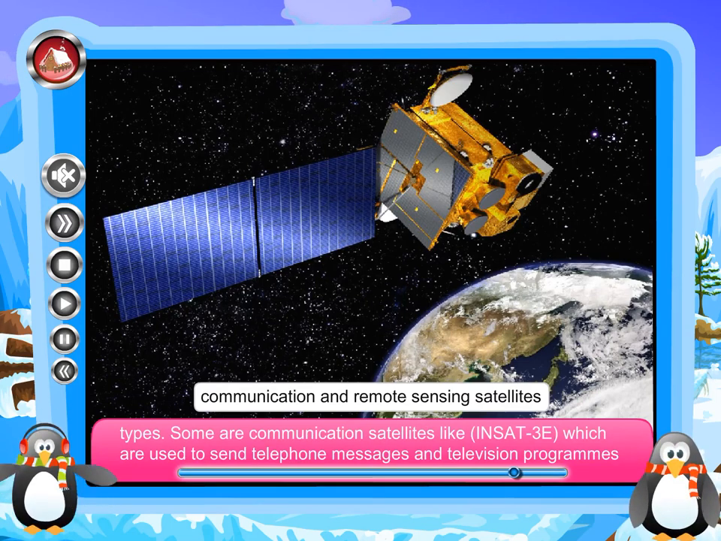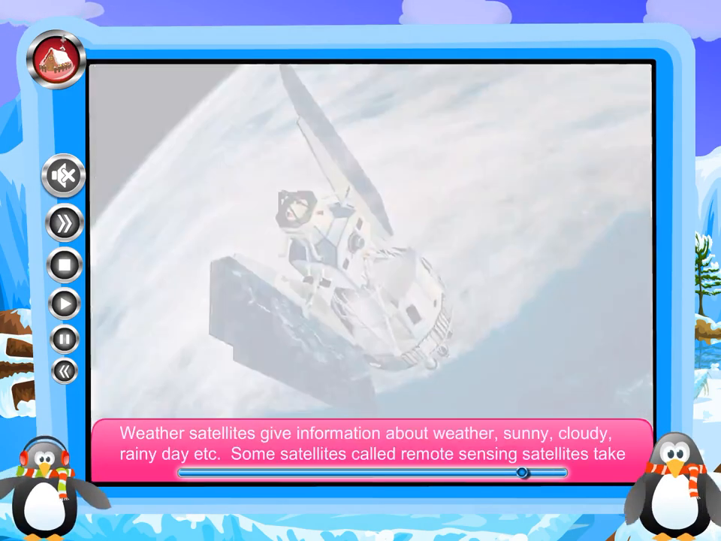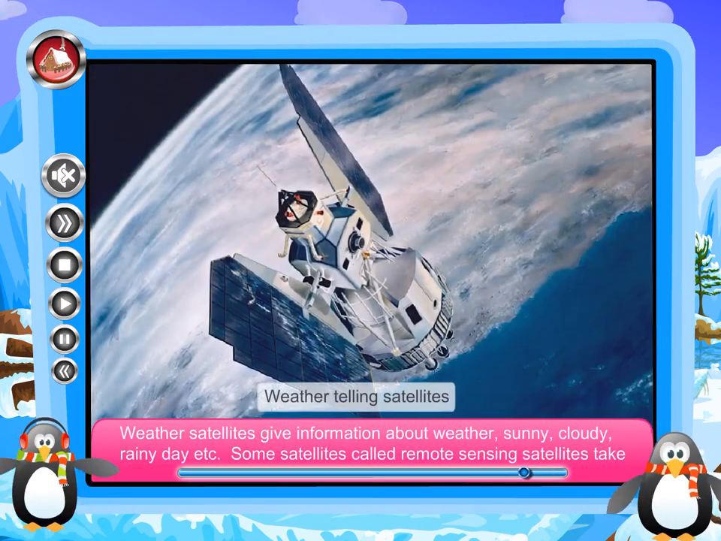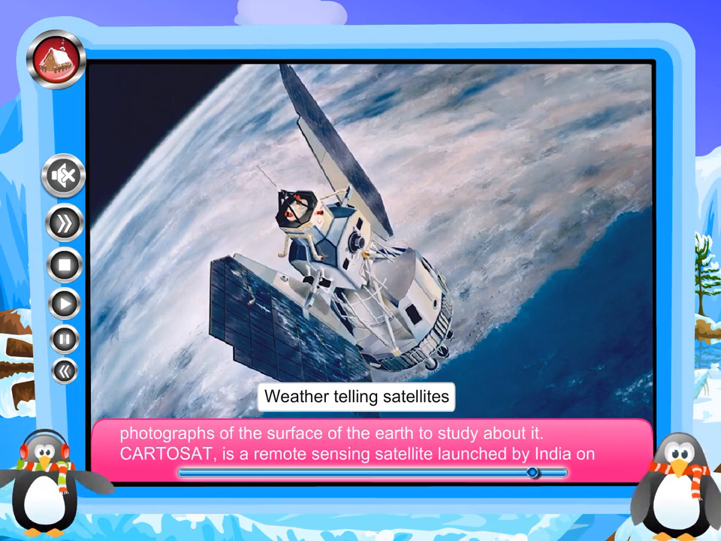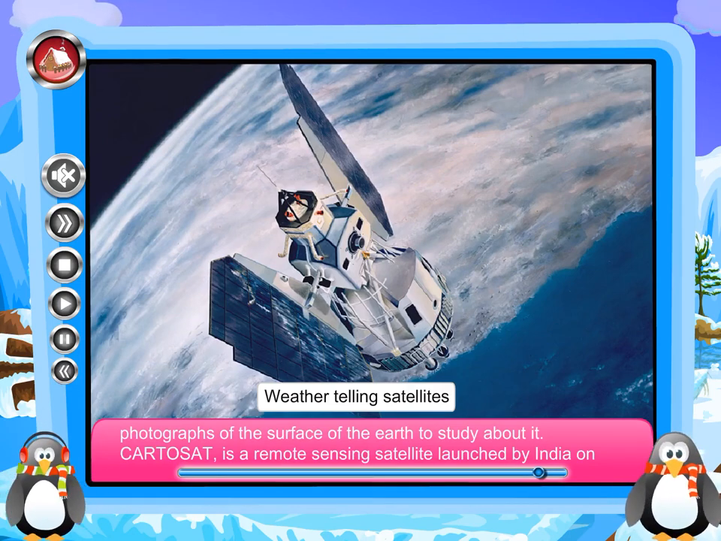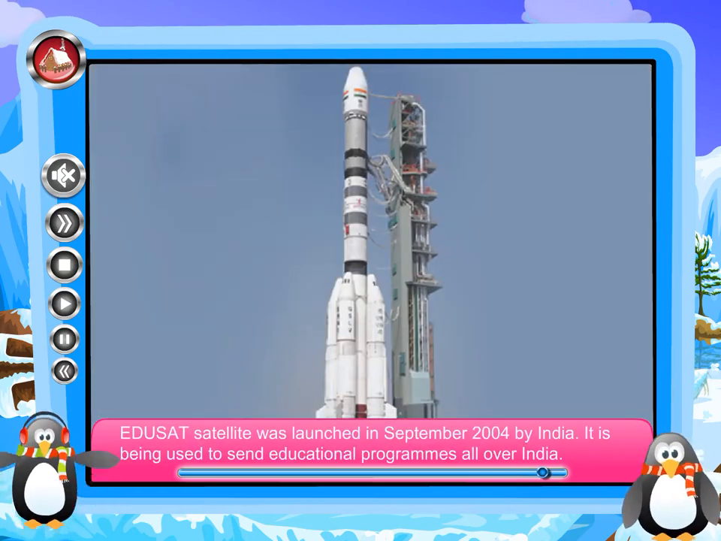Some are communication satellites like INSAT 3E, which are used to send telephone messages and television programs around the world. Weather satellites give information about weather, sunny, cloudy, rainy day, etc. Some satellites, called remote sensing satellites, take photographs of the surface of the Earth to study it. Cartosat is a remote sensing satellite launched by India on May 5, 2005.